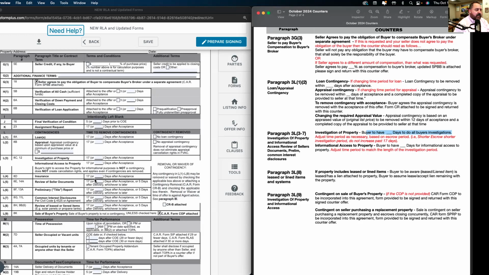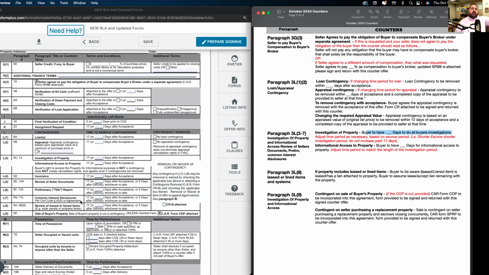But stuff like insurance, the review of the seller's documents, I can't shorten that without shortening the amount of time that the seller has to deliver them. So again, be respectful of the idea that that review of seller documents has to coincide with the seller actually delivering the documents. The prelim, as long as I order it early, I could shorten that prelim time. The disclosures or the common interest disclosures, I can't really shorten that because we don't know how long it's going to take to get back, because escrow is the one that's going to order those from the HOA and make those disclosures. So again, be reasonable with the stuff that you shorten.